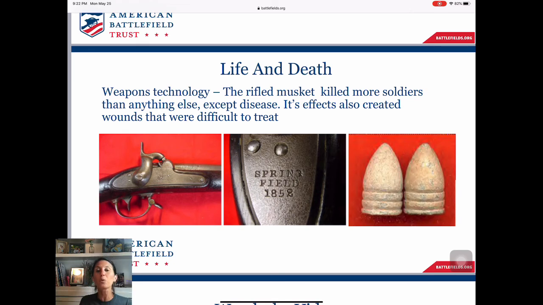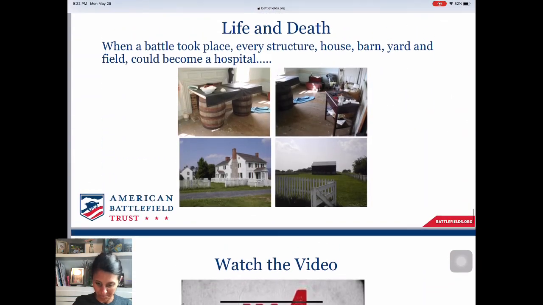Of the more than 620,000 soldiers who died in the war, more than 400,000 died of sickness and disease. So we have our weapons. That musket really killed more soldiers than anything else except disease. Its effects also created wounds that were difficult to treat, and that's what I wanted to talk about. It would make a wound that was difficult to sew up, difficult to treat, and it would often get infected.